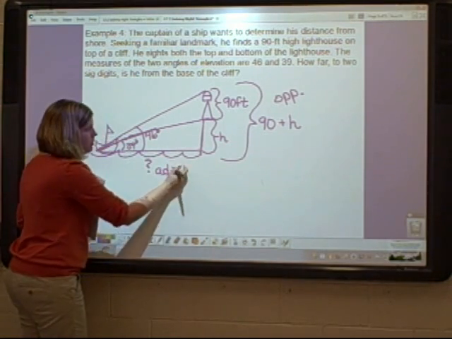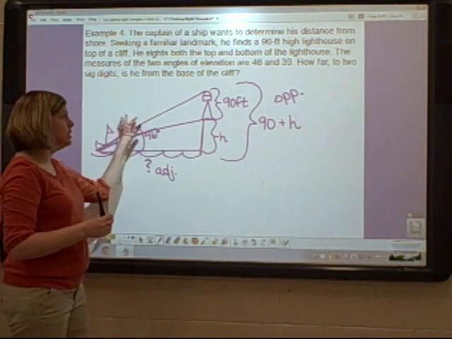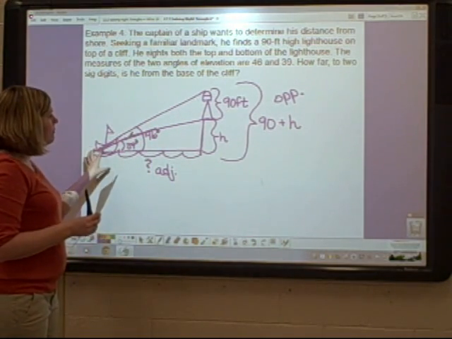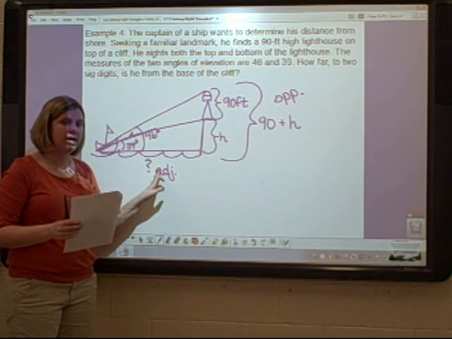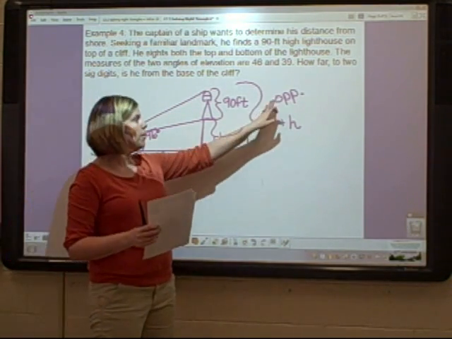We don't need to know anything about the hypotenuse. It's not given to us. We don't need to find out what the hypotenuse is. So if I'm dealing with opposite and adjacent, I want to use tangent because it's TOA, opposite over adjacent.